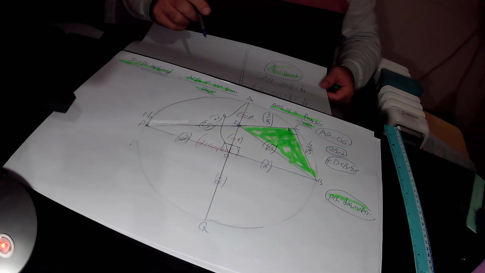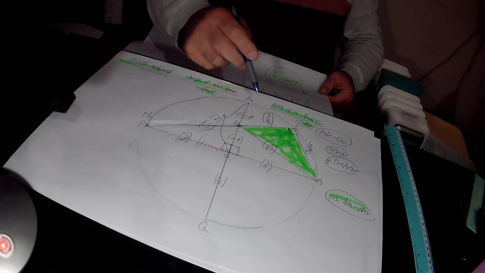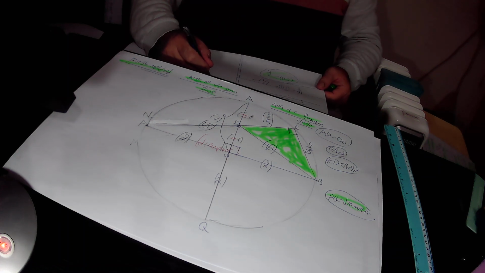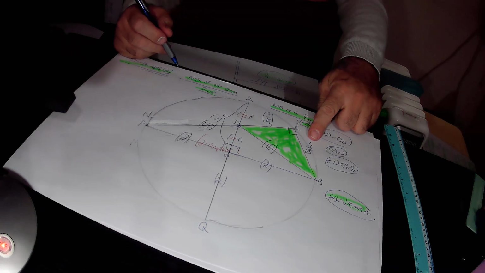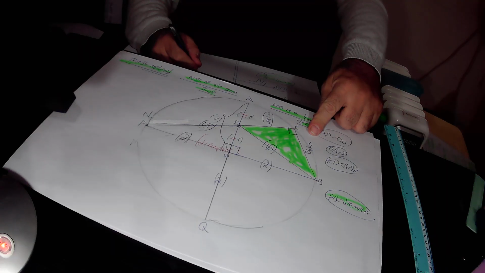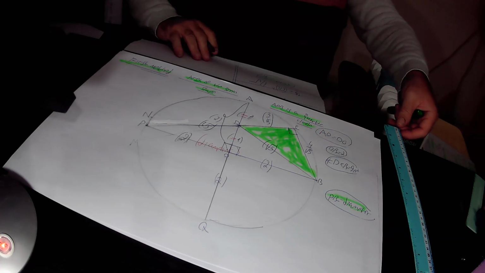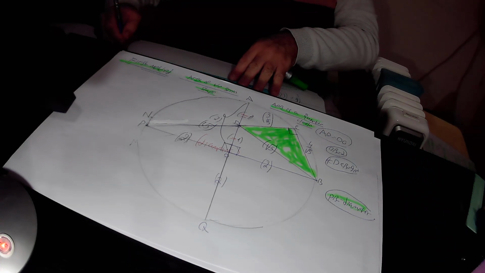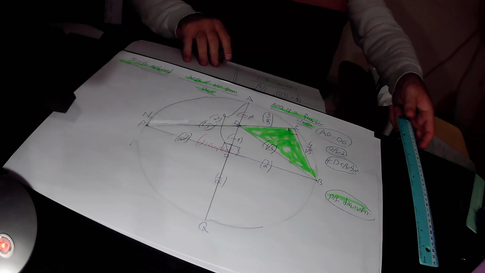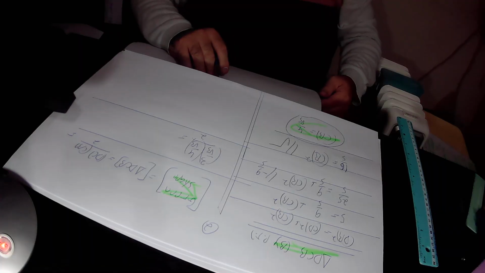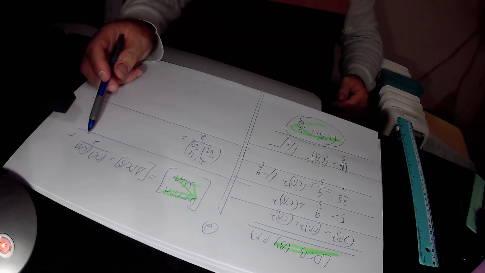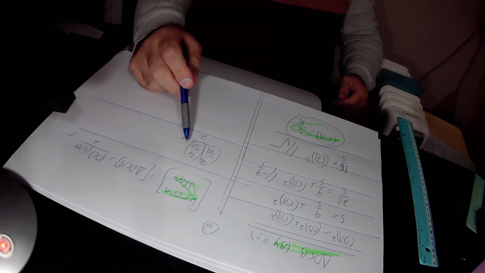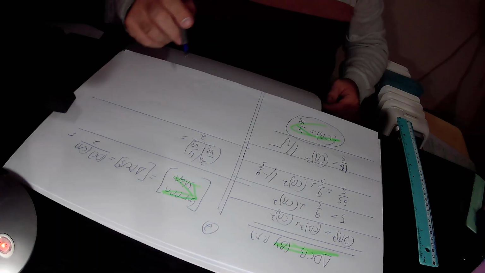We already found that the base CD equals 3 over square root of 5, times CB. The height CB equals 4 over square root of 5, divided by 2.